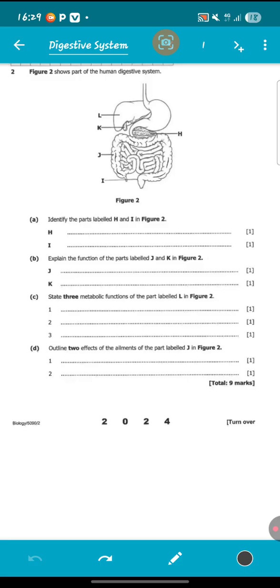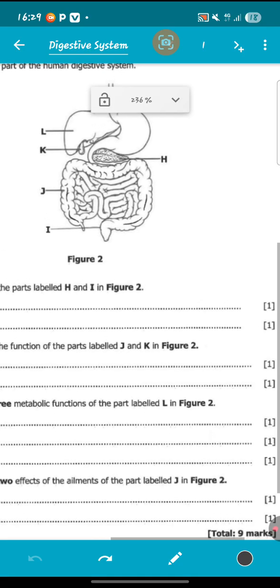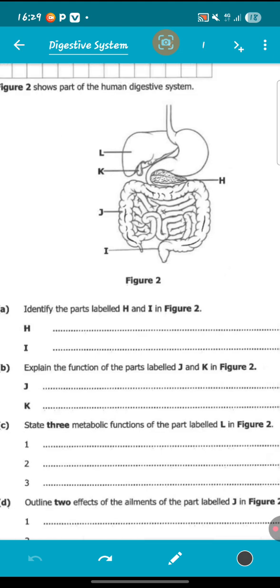This is the human digestive system. The first question, question A, says identify the parts labeled H and I in figure 2. For H, if you check there, there's something which looks like a leaf. That one is just a pancreas. So one will say, okay, pancreas.